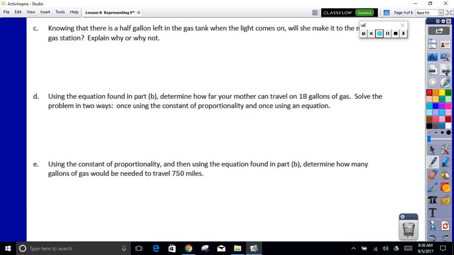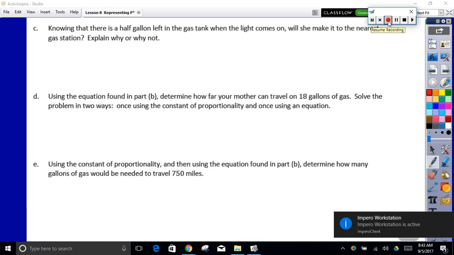Okay, part C. Actually, let me take a look here. C, D, and E. Why don't I have you guys finish these in your groups, and then we'll come back and talk about them. Let's hold off on example 2. So C, D, and E, you're going to take about 2 minutes and finish those up, and then we'll come back and talk about them.